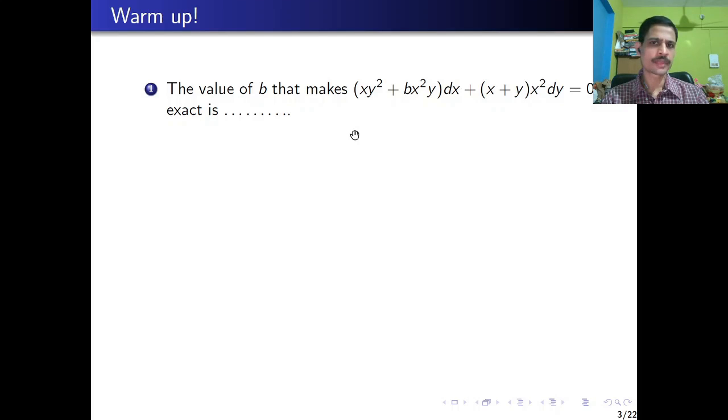Here M(x,y) is the first expression and N(x,y) is the expression here. So we have to find M_y, that is ∂M/∂y, and we have to find N_x, that is ∂N/∂x. Then we have to equate M_y with N_x. On equating the two, you will get the value of b.